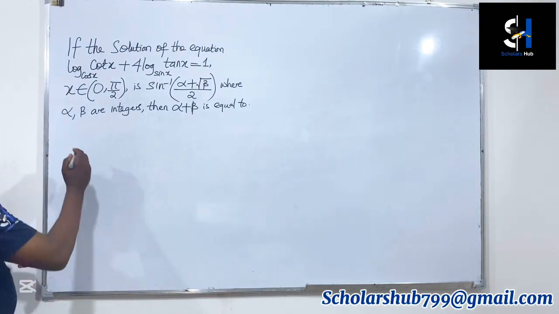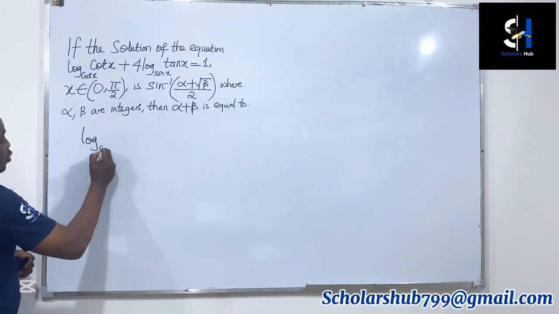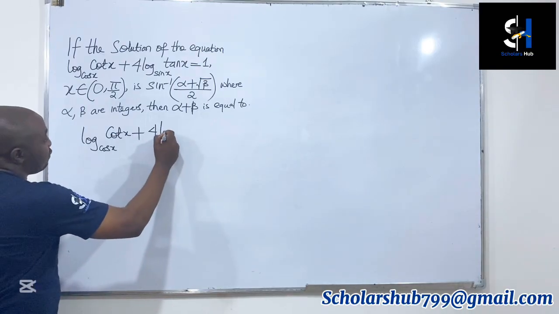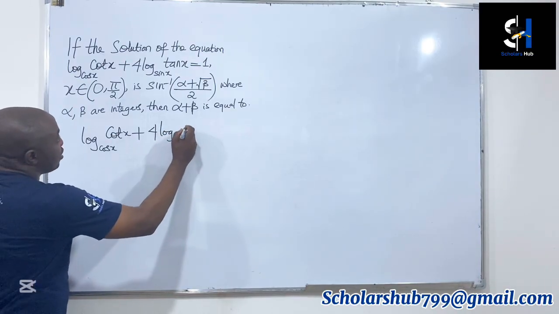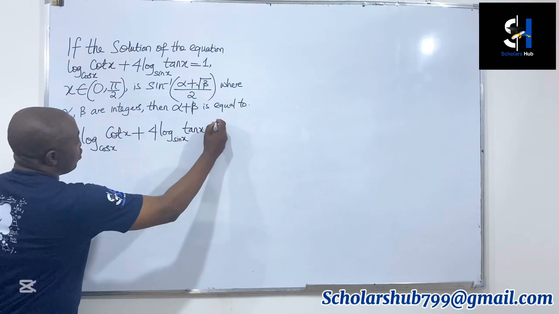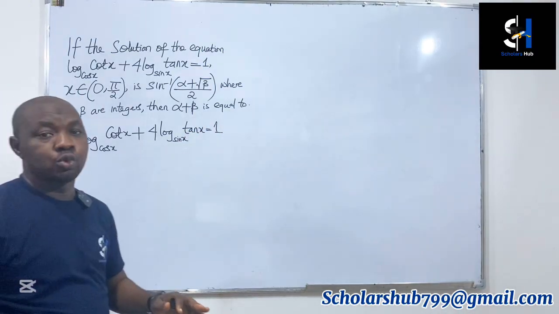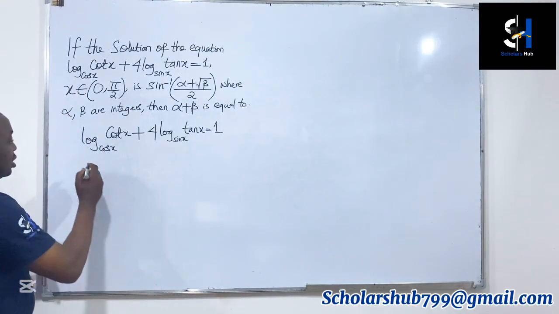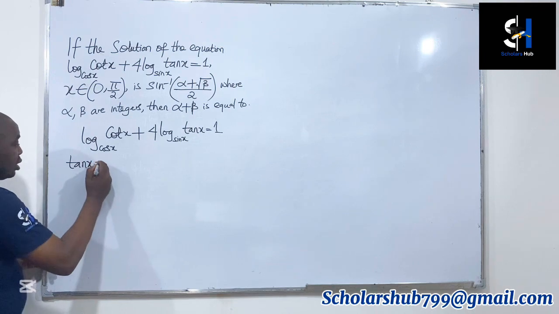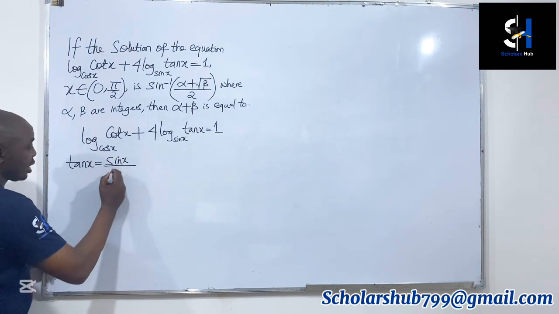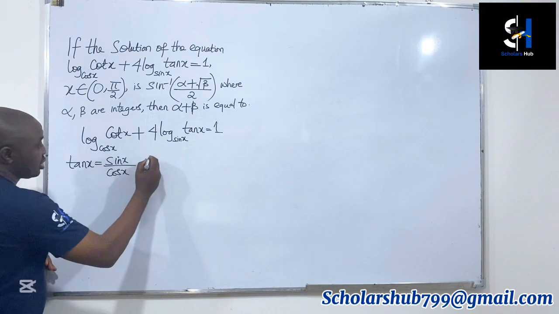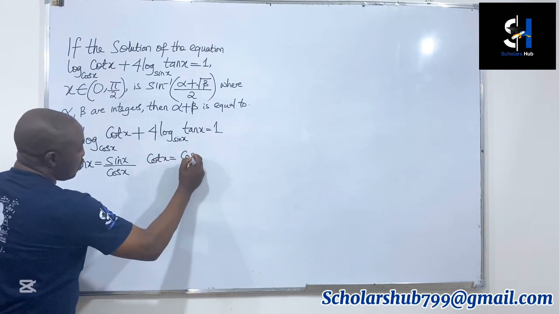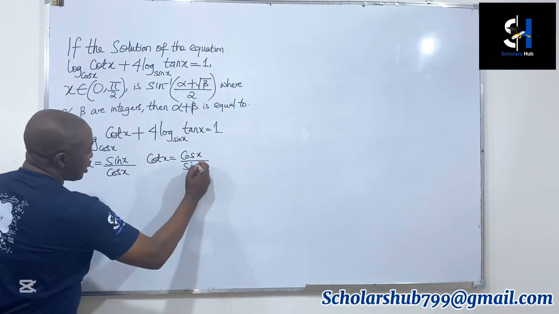Now, what I will do first is write the question. We have logarithm to base cos x of cot x plus 4 logarithm to base sin x of tan x equals 1. The first thing we need to do is to recognize the definitions for tangent and cotangent. Tangent is equal to sin x divided by cos x, then cotangent, that is cot x, is equal to cos x divided by sin x.